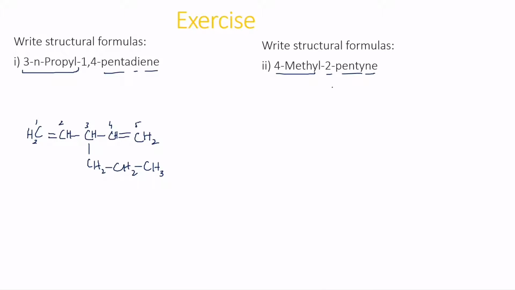2-pentyne. That means it's a 5 carbon chain, 1 2 3 4 5, and again we'll number it first, 1 2 3 4 and 5. The triple bond is present between carbon number 2 and 3, so over here I'll make the triple bond, and with carbon number 4 there is a methyl group attached to it. In the end I'll just write the number of hydrogens with each carbon, like this. So I hope it's all clear to you.